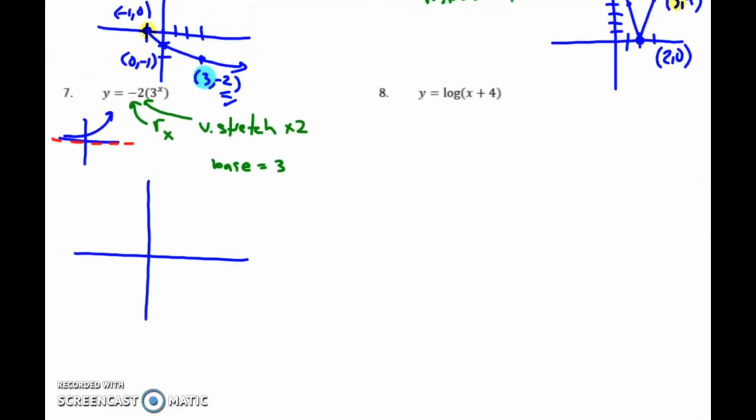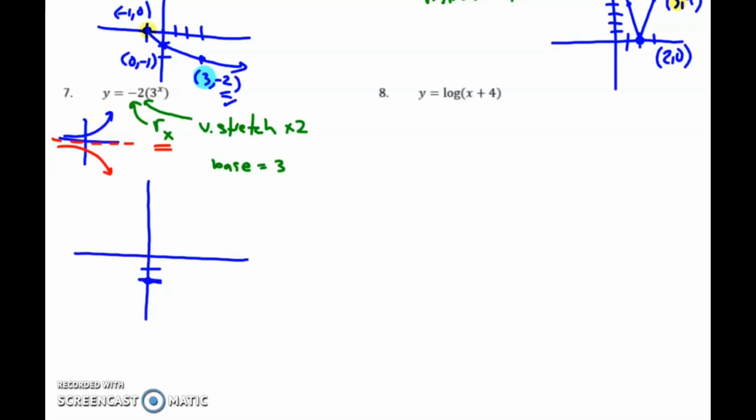Okay, so base is 3. I've got a vertical stretch of 2. So the first thing I want to do, and also I'm reflecting in the x. So my graph, because of this, is going to look something like that. So if you remember, your key point of all exponentials is 0, 1. Well, I'm reflecting that in the x, so it's going to become 0, negative 1. But then we've got a vertical stretch times 2, so it's actually going to be 0, negative 2. So my graph's going to go through this point right here.